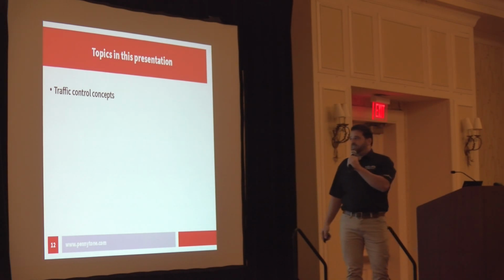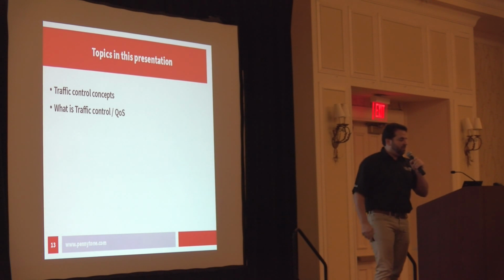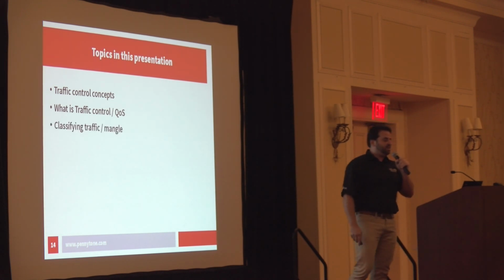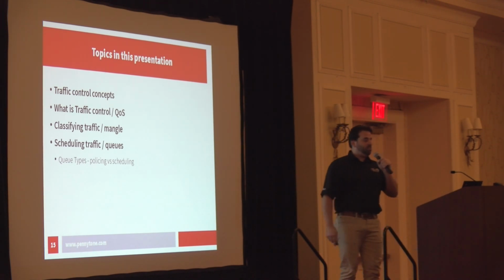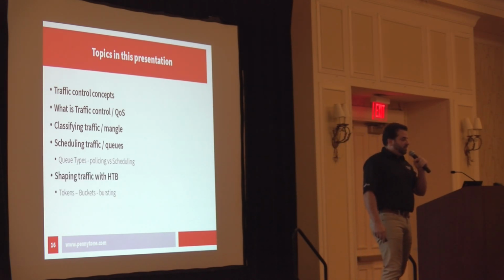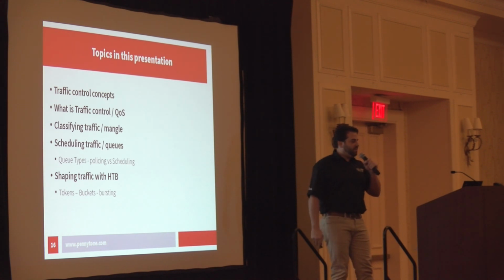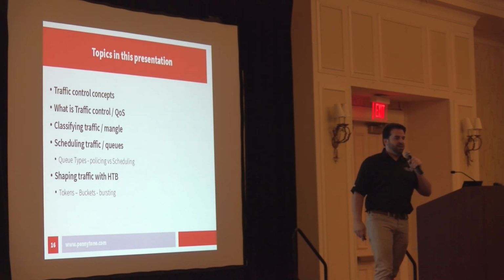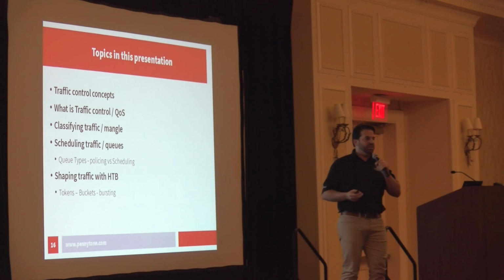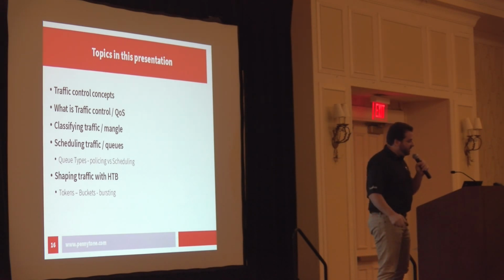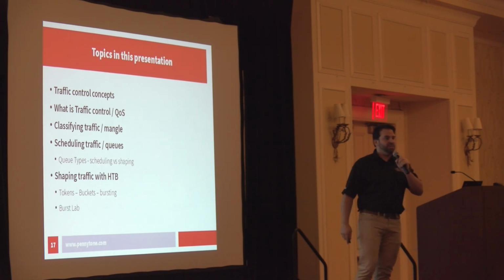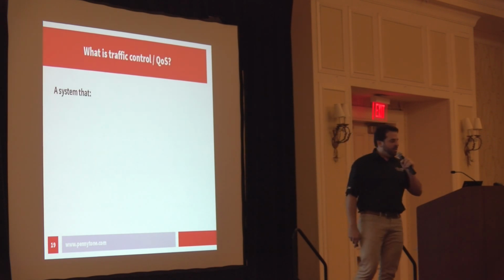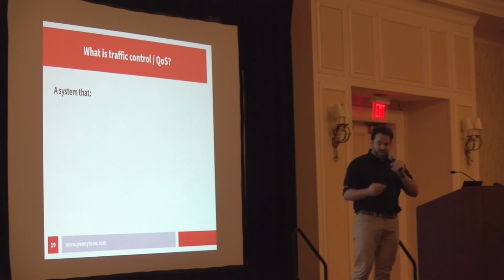So the topics in this presentation are going to be traffic control, obviously. We're going to talk about what is traffic control in QoS. We're going to talk about classifying with Mangle. We're going to talk about scheduling traffic. That involves queues and queue types. We're going to talk about policing versus scheduling. And we're going to talk about shaping traffic with HTB. Namely, what is HTB? Everybody talks about QoS is based on HTB, but I've never actually heard anybody accurately, simply explain what is HTB. We just know it's based on HTB. So we're going to be talking about tokens, buckets, bursting, and then we're going to do a fun lab, actually showing you a live burst of traffic, and we're going to do 2 bursts.